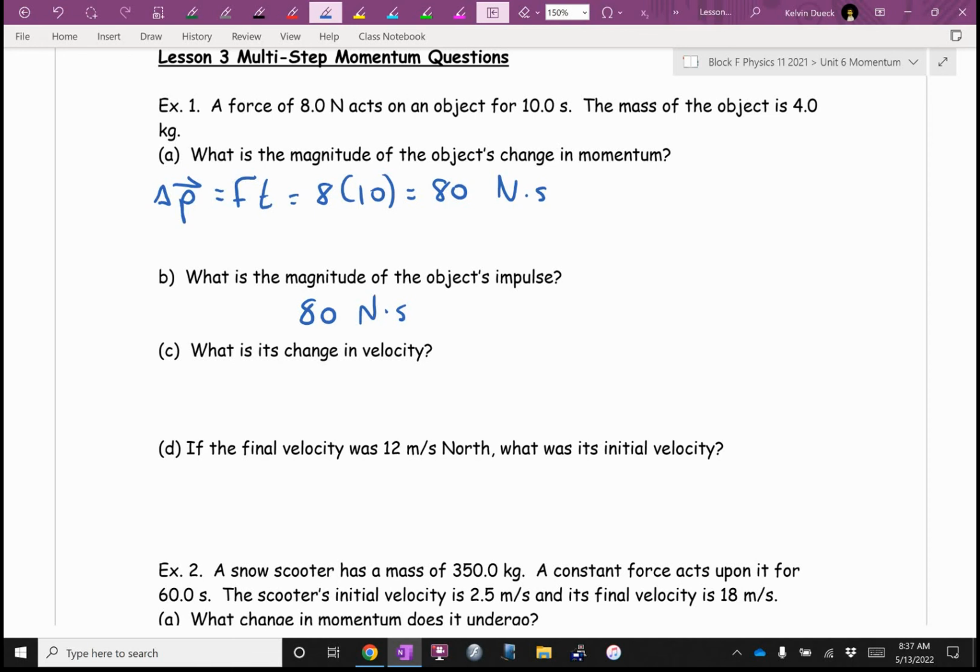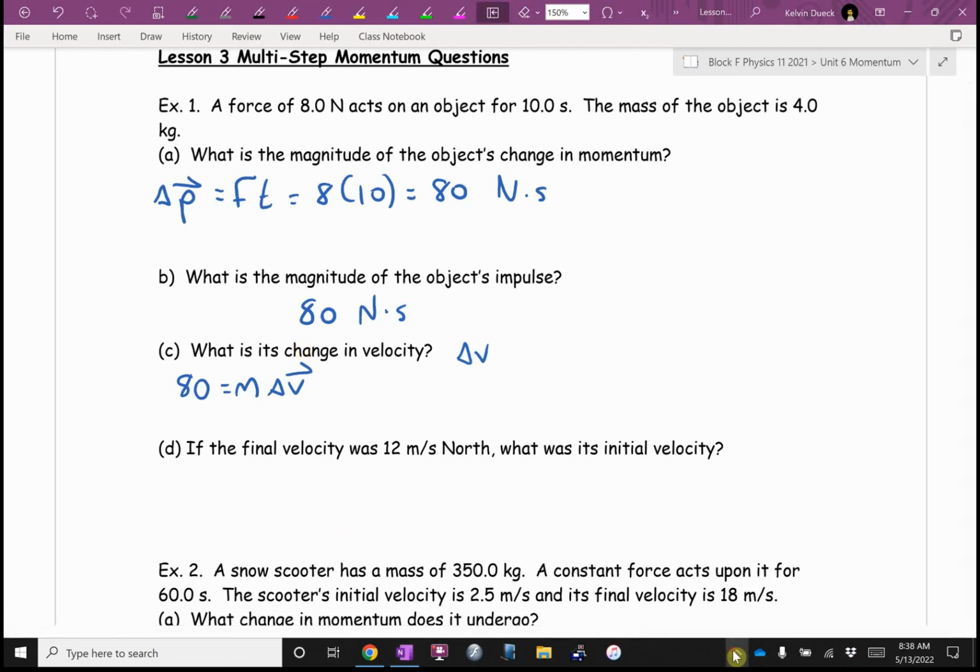Okay. Now let's get a little high tech. Scott, what's C want me to find? What's our abbreviation for change in? Do you remember? Delta. It wants me to find this. Is there a version of impulse that has a delta V in it? Okay, so now I would think to myself, apparently 80 also equals m delta V. That's another way to calculate impulse. How would I get the change in velocity by itself?